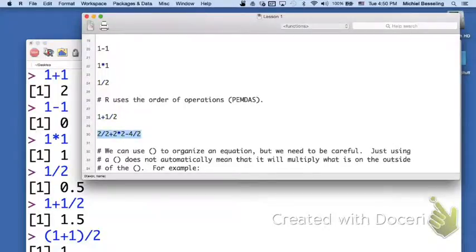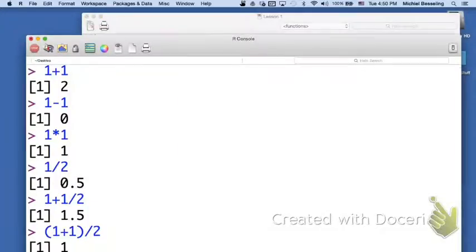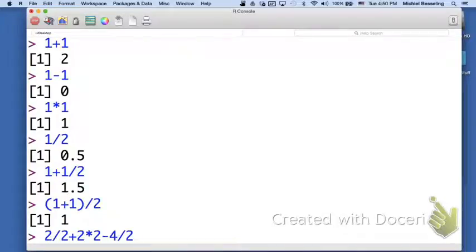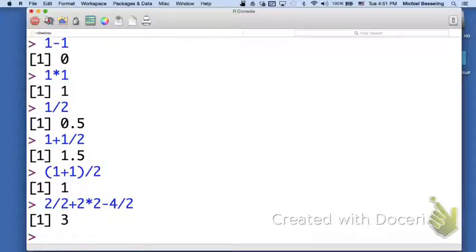How about something a little crazier? Try copying and pasting this line here. So we got 2 divided by 2 plus 2 times 2 minus 4 divided by 2. So if this does the operations correctly, it should divide first. So 2 divided by 2 should be 1. Then it should multiply. 2 times 2 is 4. And then 4 divided by 2 is 2. So it should be 1 plus 4 minus 2. I'm already lost, but I think that should be, what do we say? Right, you got it. There it is, 3. Good job.